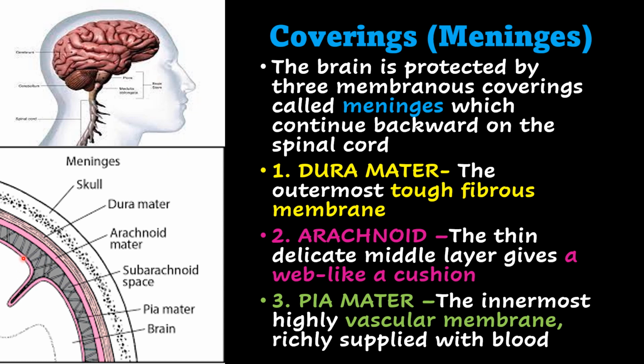Then the last layer, the innermost layer, is a highly vascular membrane richly supplied with blood. That is the pia mater, the innermost layer of the meninges. Dura mater is the outermost layer, made up of fibrous membrane. The middle layer, the arachnoid, gives a web-like cushion.